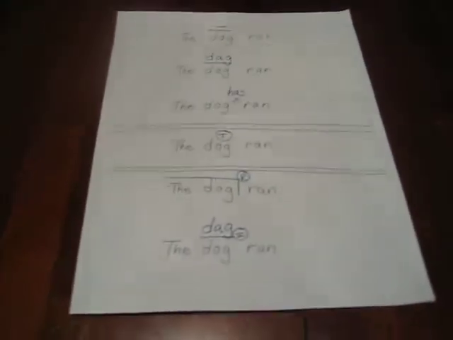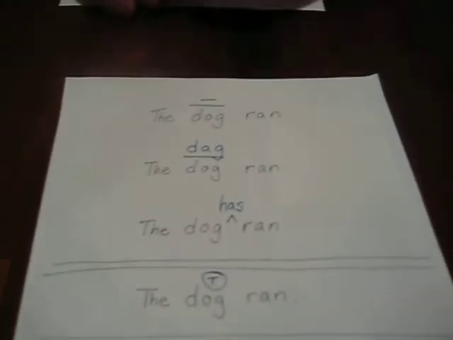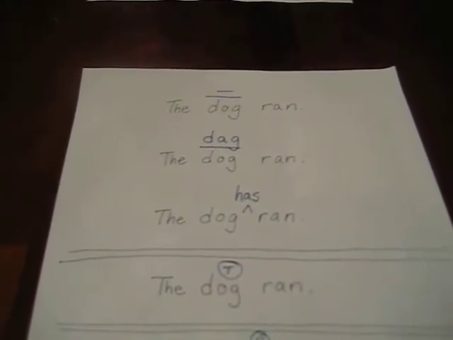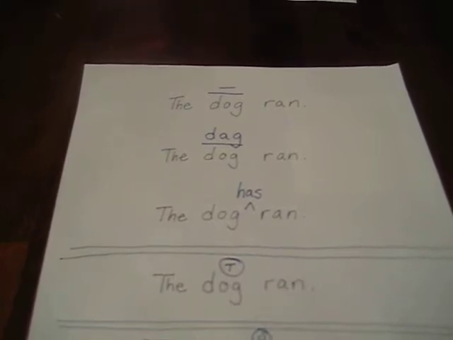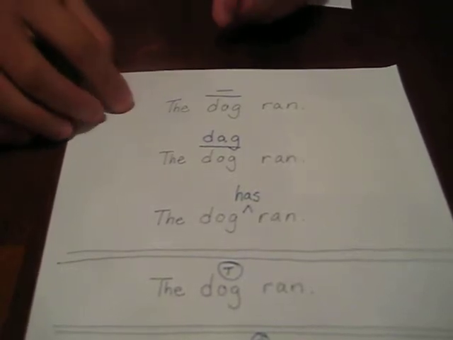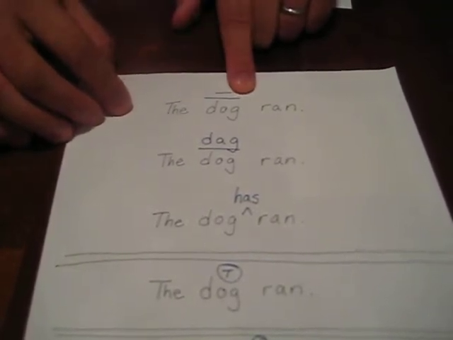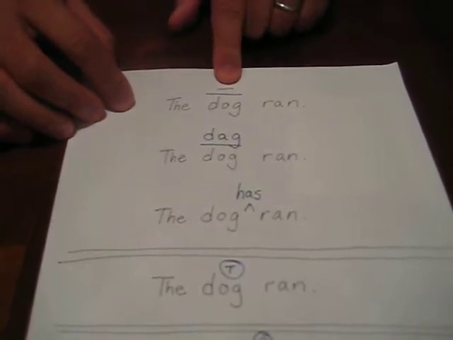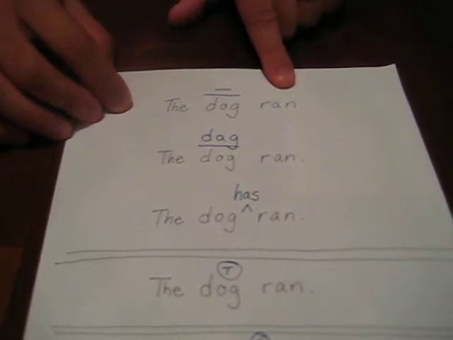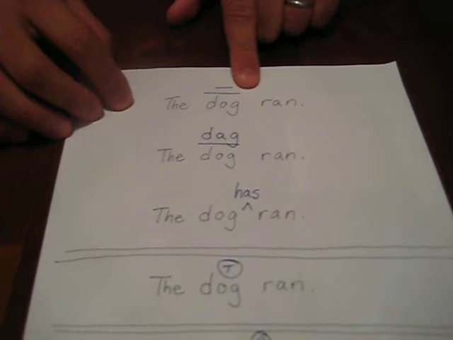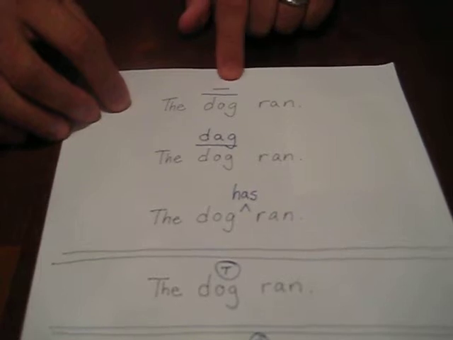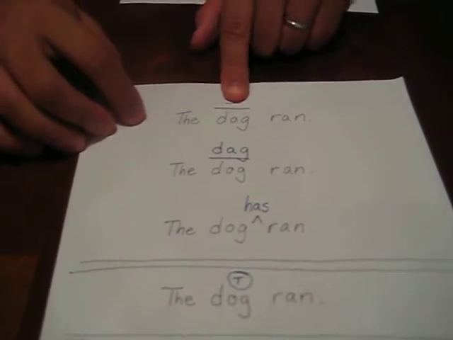What I've done is use the same sentence, very simple sentence, the dog ran, and in blue I have used a number of symbols to indicate certain types of errors and certain types of marks that are not errors but we want to keep track of. So at the very top you'll notice that there's a line over the word dog and a dash. What that means is that the student simply omitted the word dog. The student left out the word dog, so you just put the line over it and a dash. That means that's an error.